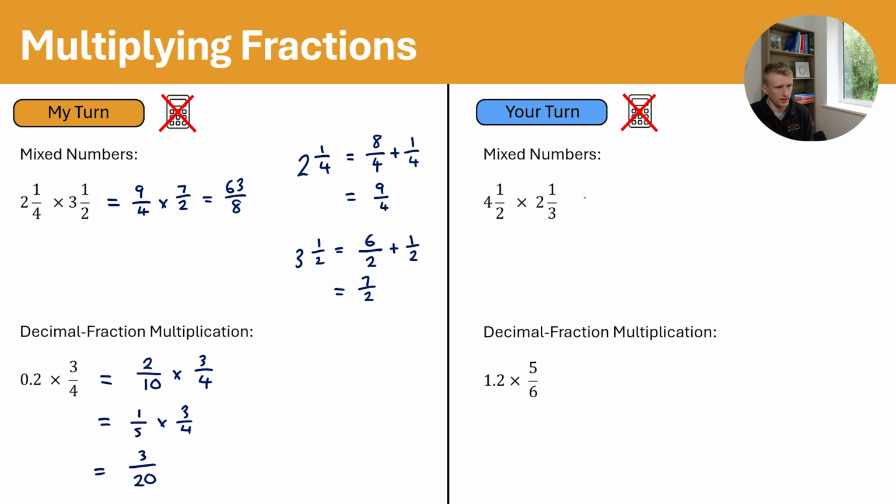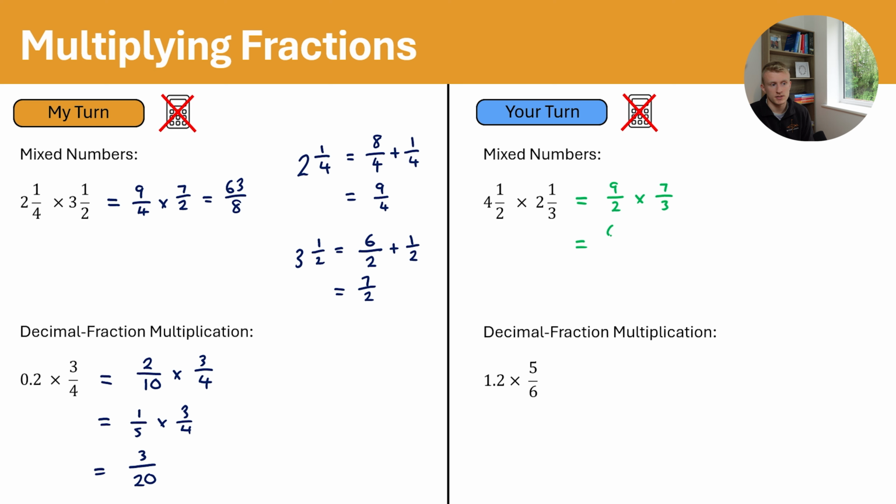Okay, let's go through them. So I'm going to convert 4 1/2 into an improper fraction. So I'll do 2 multiplied by 4, and then add on the 1 to give me 9/2. And then I'll convert 2 1/3 into an improper fraction. I'll do 2 multiplied by 3 to give me 6, add on the 1 to give me 7, and write that over 3.